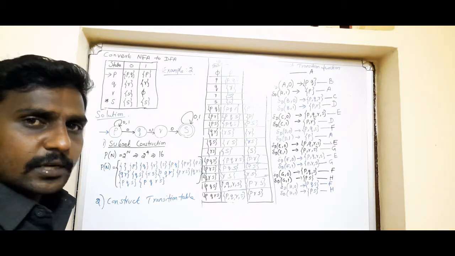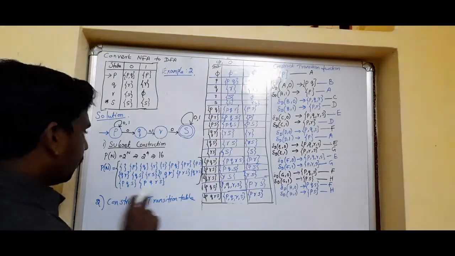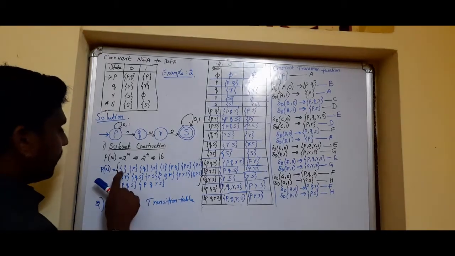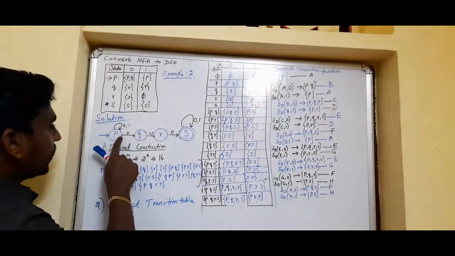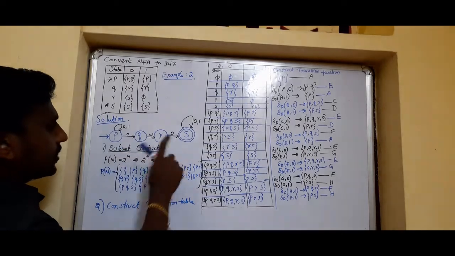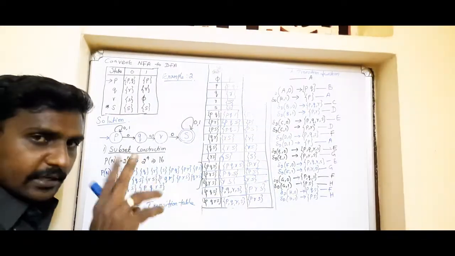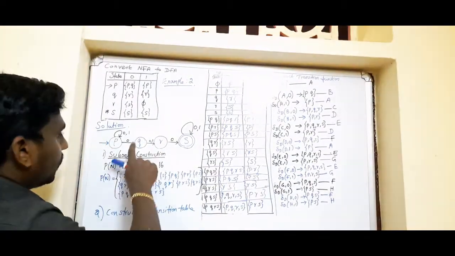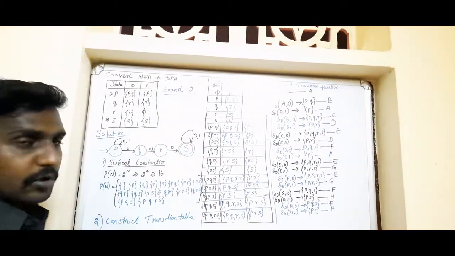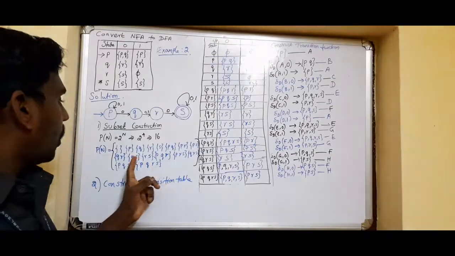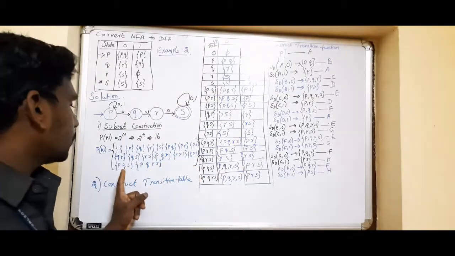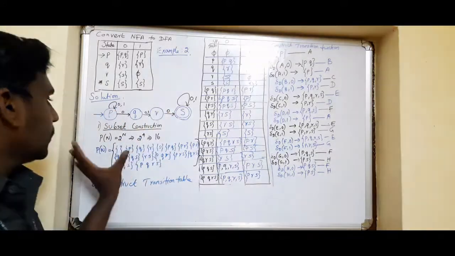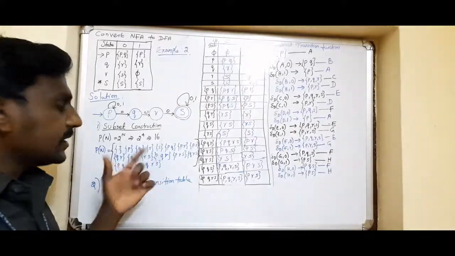You can compare with the last problem, which had 15 subsets. How do I form the subsets? First the empty set, then the single states P, Q, R, S. Then double states: P Q, P R, P S, Q R, Q S, and R S. Triple states: P Q R, P R S, Q R S, P Q S. And then the 4-state subset P Q R S. Like this I formed the subset construction, so I have 16 subsets.